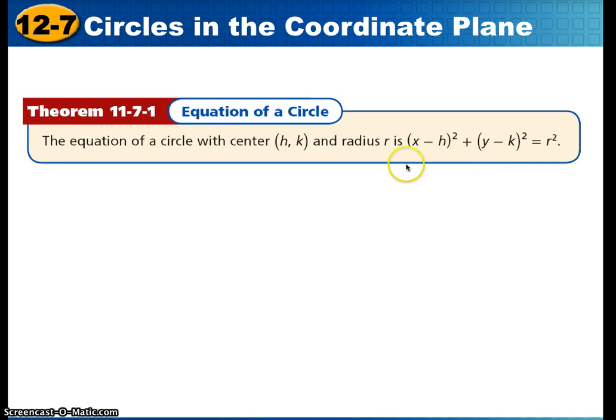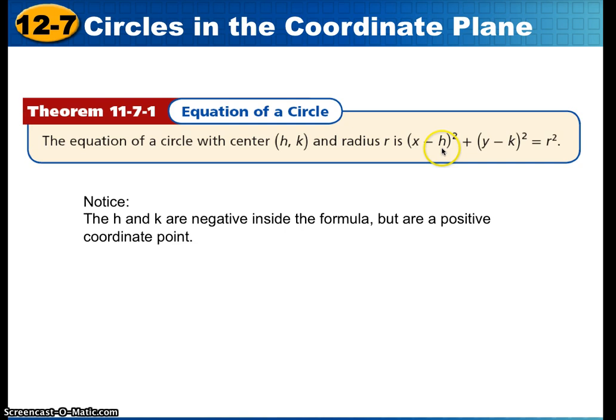Go ahead and write that down. There's a couple of things I'd like you to notice about the formula. Notice that the H and K inside the formula are negative. We have a minus H and a minus K. And when we write the point, however, those are the opposite values. So here we have a positive H and a positive K, even though there are negatives inside the formula.